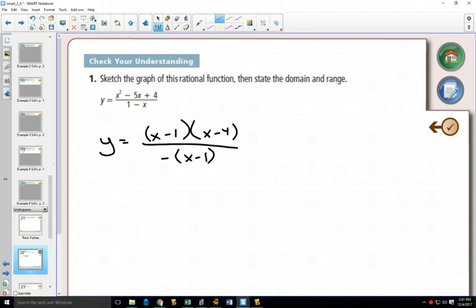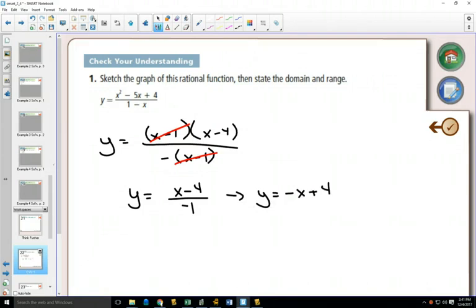Not quite the same, but if we factor out a negative, they are the same. So in this case, this would simplify. And writing the simplified equation leaves us with x minus 4 over a negative 1. Is everybody okay that this is the same as negative x plus 4?